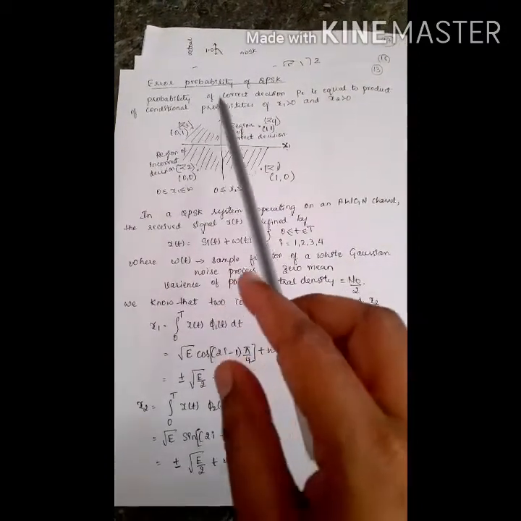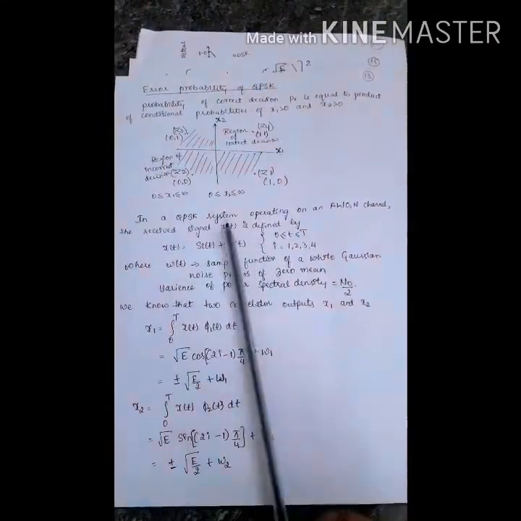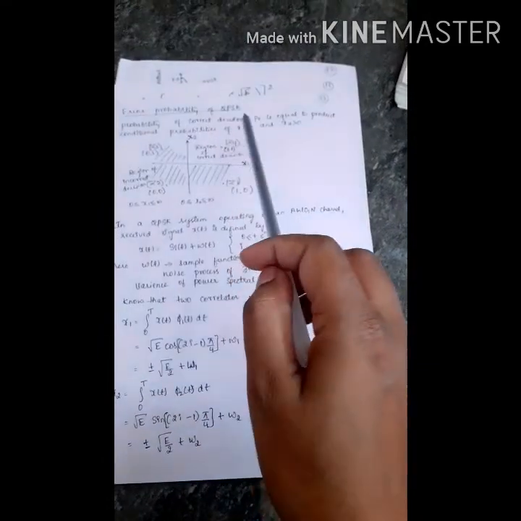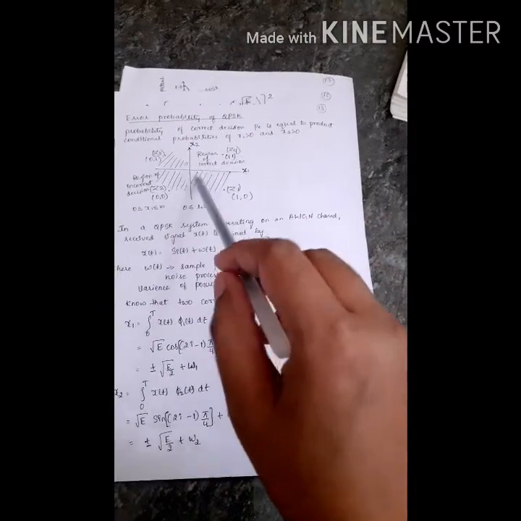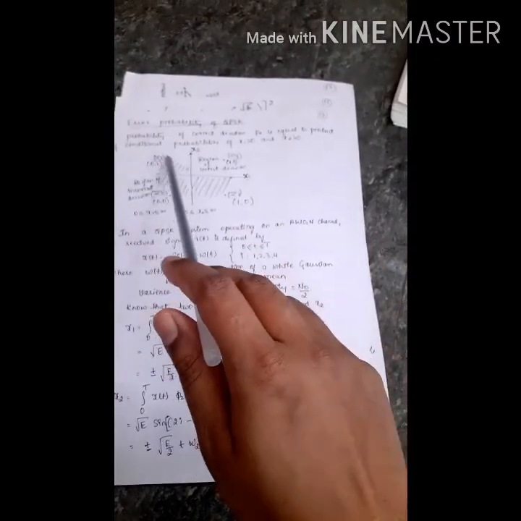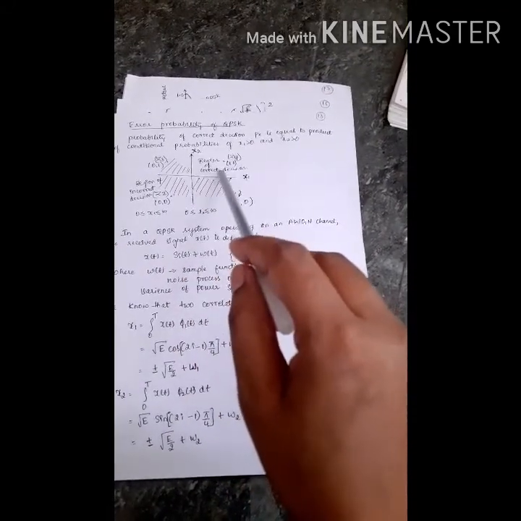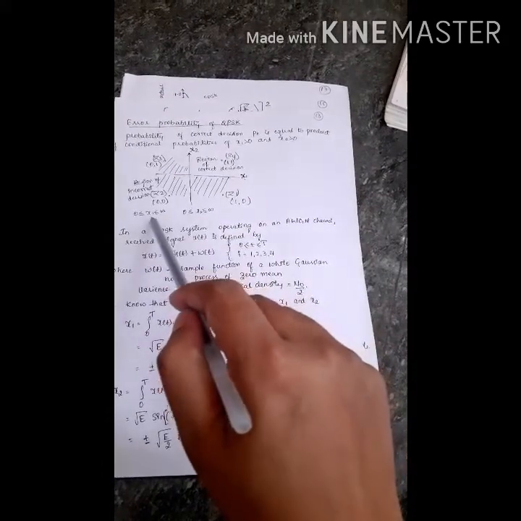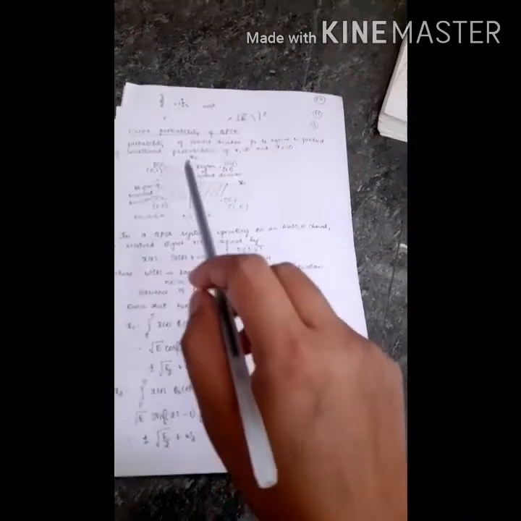Error probability of QPSK. Here, in the error probability of QPSK, we consider the probability that a correct decision takes place. Consider this as the x1 and this as the x2 direction. Here these are the four regions, that is Z1, Z2, Z3 and Z4. Consider this as a correct decision region and this region as an incorrect decision region. That is, here x1 varies between 0 to infinity and x2 varies between 0 to infinity.